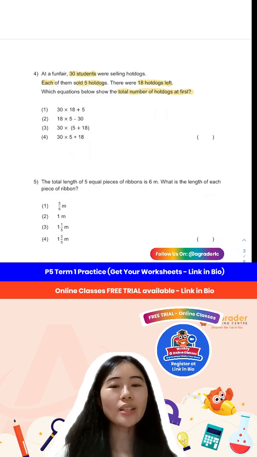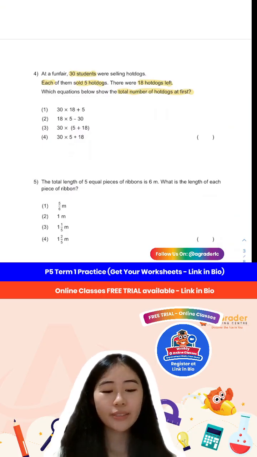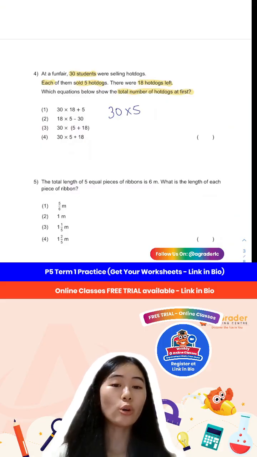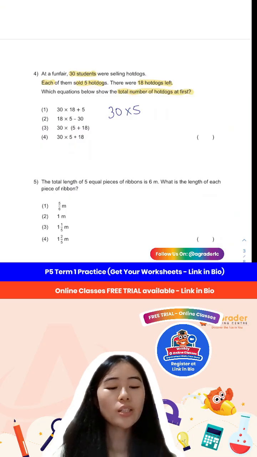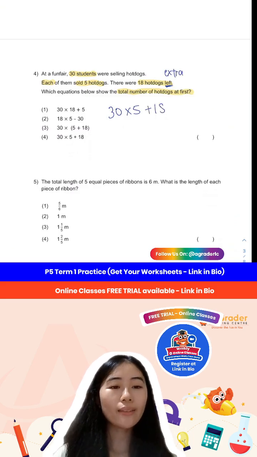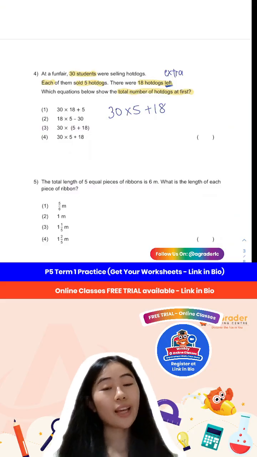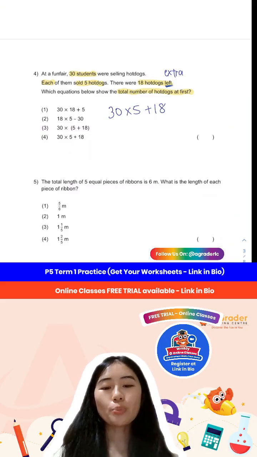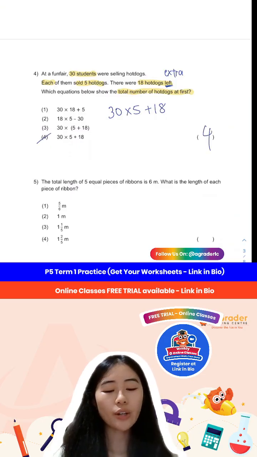Alright, let's go through the answer. I think most of you got it correct. So firstly, let's start off with 30 students. Each of them sold 5, so you can use 30 students times 5 hot dogs each. Now, there's supposed to be 18 hot dogs left over, so this means that there's extra hot dogs. So you should add the 18 extra hot dogs. Okay, so based on this, it should be option 4 as your answer.